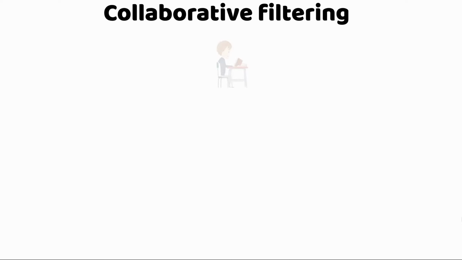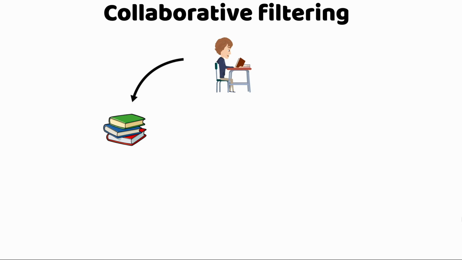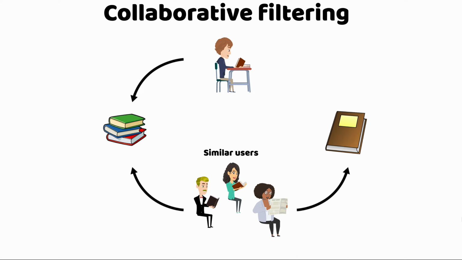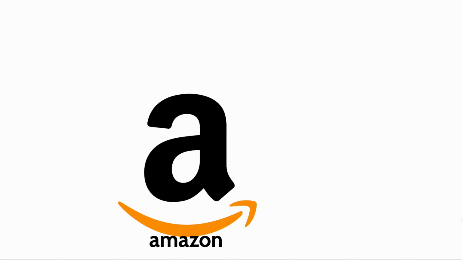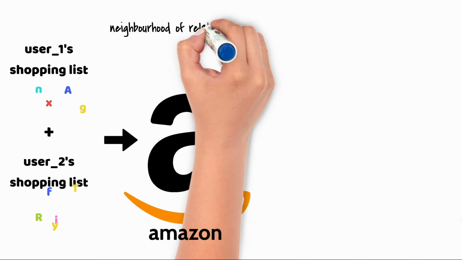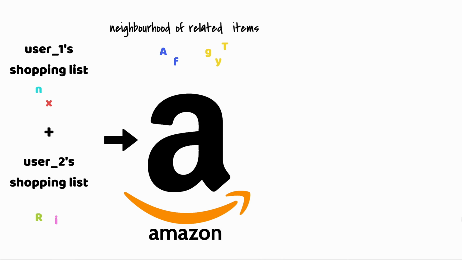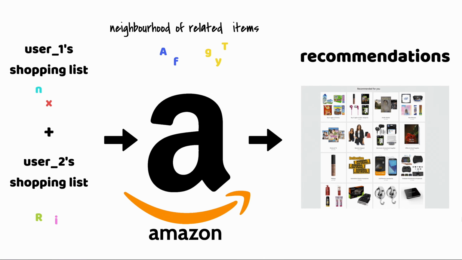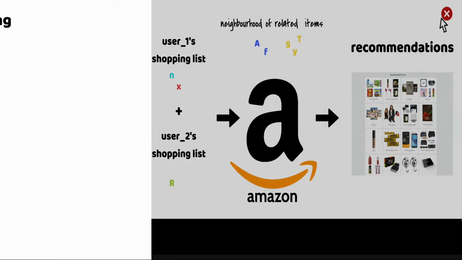Collaborative filtering compares a user's behavior to that of others and recommends items that are popular with users of similar interests. Amazon is an app that uses collaborative filtering. The AI analyzes what similar users buy or look at, then each item is added to a neighborhood of other related items, and finally, it makes recommendations using items from the same neighborhood.